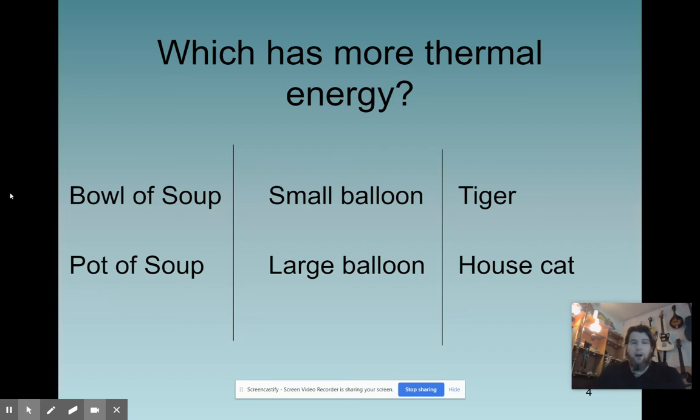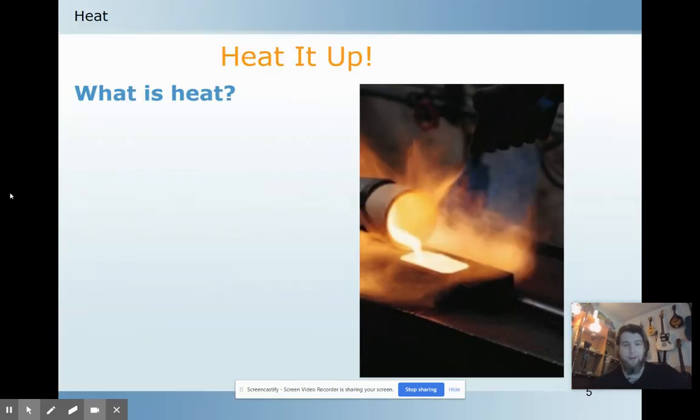Same thing with the small balloon and large balloon. Which one has more thermal energy? Well, they both have air within them, and if they're at the same temperature, the larger balloon would have more air molecules in it. Therefore, we'd have to give it the crown for thermal energy. So what has more thermal energy, a tiger or a house cat? Assuming they're the same temperature, one of them's not running a fever or anything, that tiger, which is going to be way larger than your average house cat, is going to have more thermal energy. So that gives us an idea of the relationship due to size, even though things may be the exact same temperature.